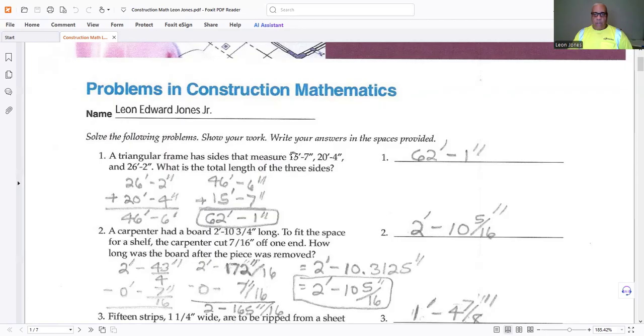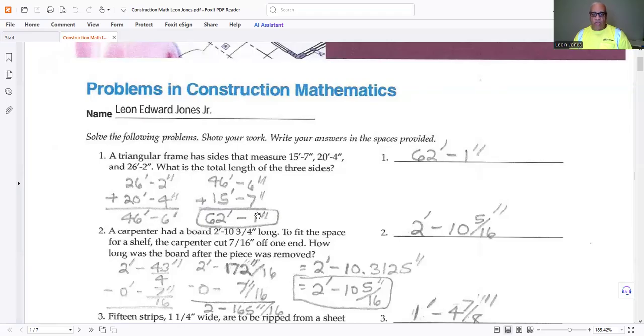So what I did, I took 26 feet 2 inches and added it up. I took two sides to make it easy for me. Added it up, I came up with 46 feet 6 inches. That's two sides. Now for the third side of the triangle, I added it to the sum of the first two I got. So I took my 46 feet 6 inches and then added 15 feet 7 inches, totaled everything up, and I got 62 feet 1 inch.